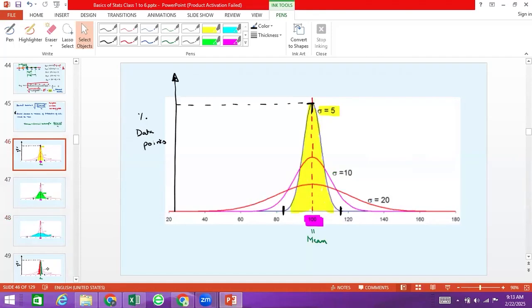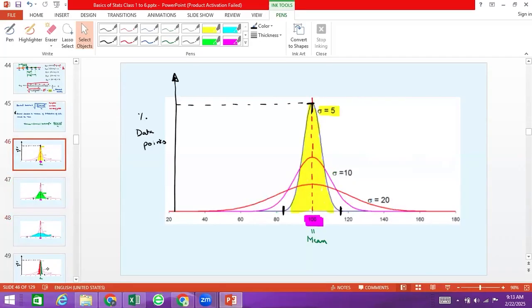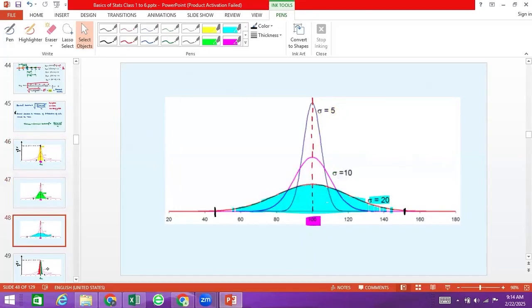Okay, so it means that the more the standard deviation is, the more distributed the data will be around the mean. What is the mean in all the three cases? Mean is 100. Mean is 100 in all the three cases.